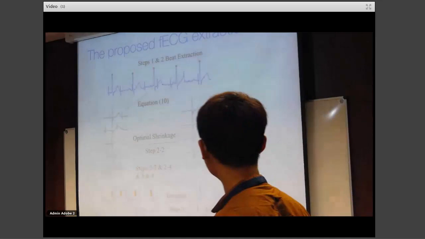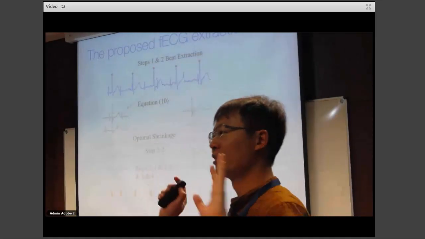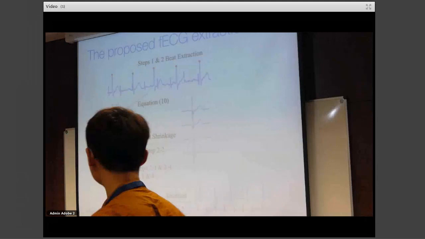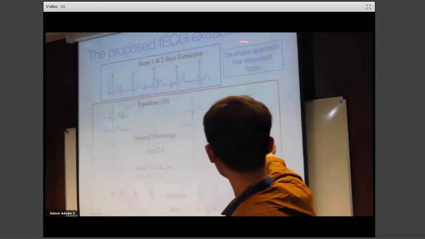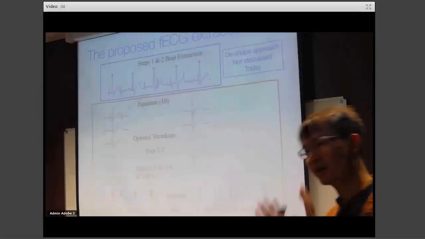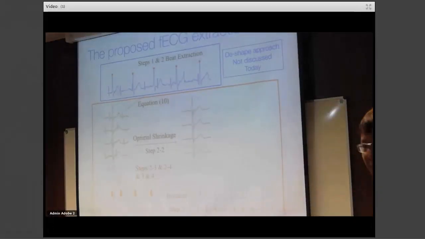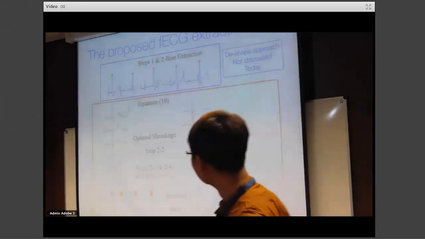And this is the proposed algorithm. There are several steps. And for sure, I will not go into details for everything, including mathematical details or even theory or proof. No, that's not what I will do here. But there are technically two parts. The first part is beat extraction. The second part is optimal shrinkage and doing the separation. And D-shape is the technique we applied to do beat extraction, but that is not what I will discuss today. I will focus on this optimal shrinkage.